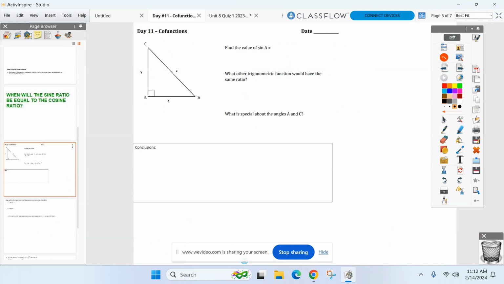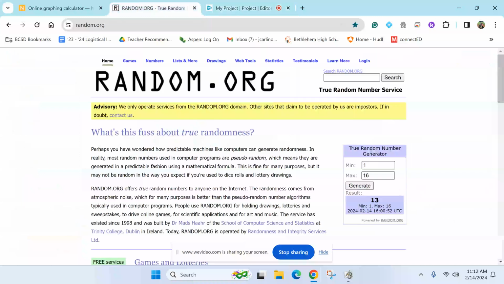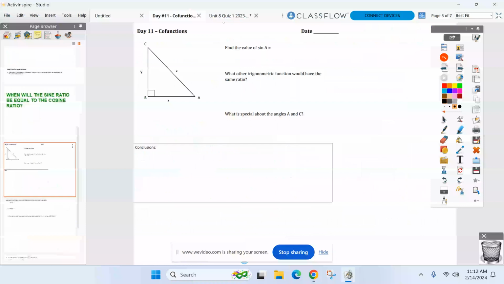All right, what's my sine ratio coming from angle A here? Let's start this off right. Aiden, what do you got? Yes, y over z. Good. Opposite over hypotenuse. Y over z.